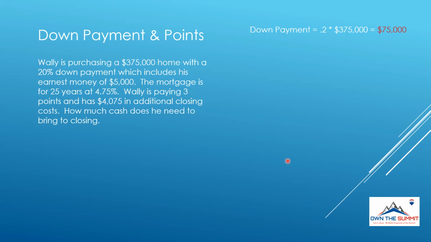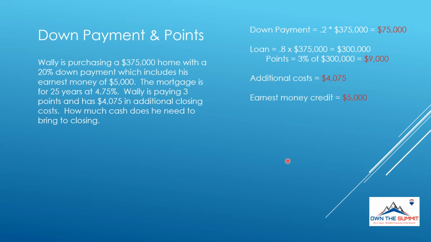Well, our down payment was 20%. So that's $75,000 right there that he has to bring. Our loan is $300,000. So the points on the loan, 3% of $300,000 is $9,000. That's another $9,000 he needs to bring to closing. He has additional closing costs of $4,075.